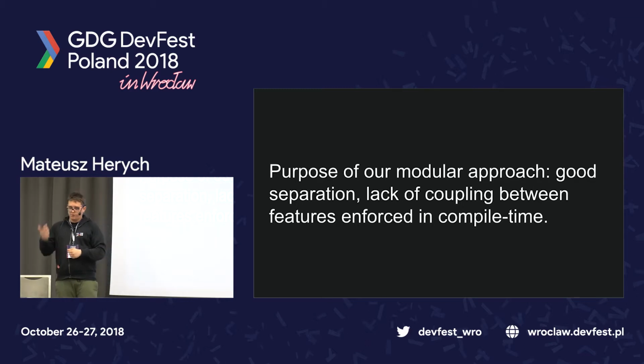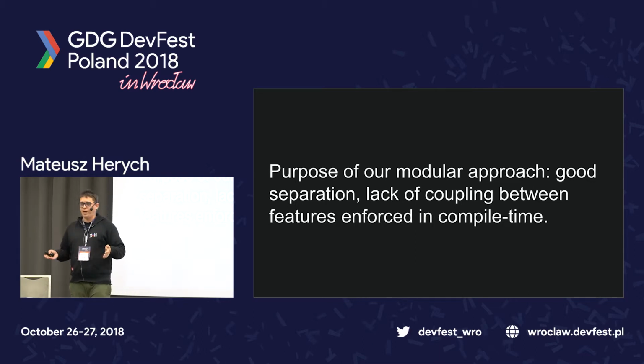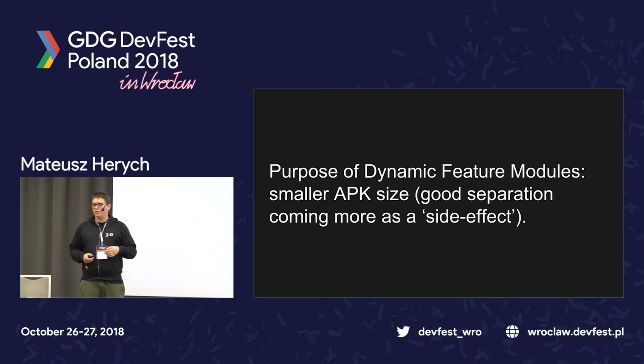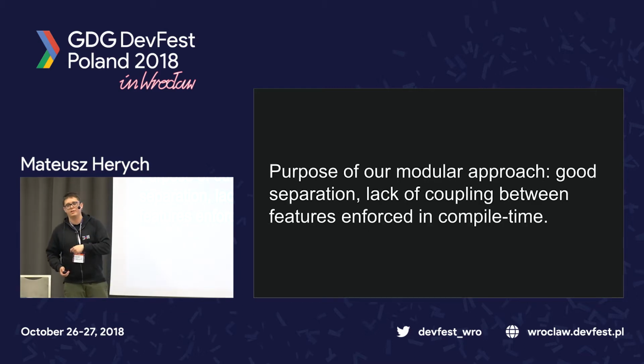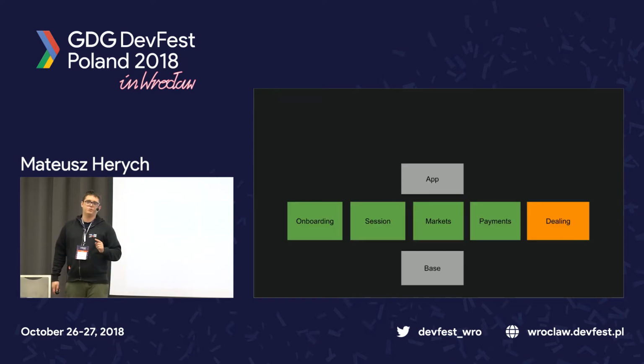We want to have a good separation, lack of coupling between features. This is why those features don't depend on each other. And we want this lack of dependencies, lack of coupling, and forcing it at compile time. Obviously we want to have faster builds as well. Versus the purpose of the dynamic feature modules, which is the smaller APK size. This is the reason they are there. Good separation comes more as a side effect rather than the purpose here. So the purposes of our architecture are different than the purposes of dynamic feature modules. But we can combine them together.